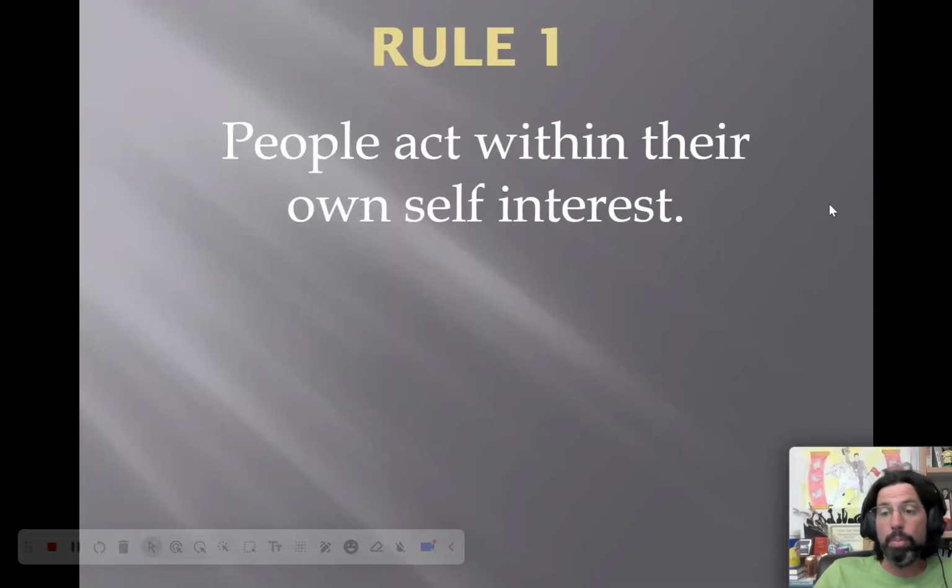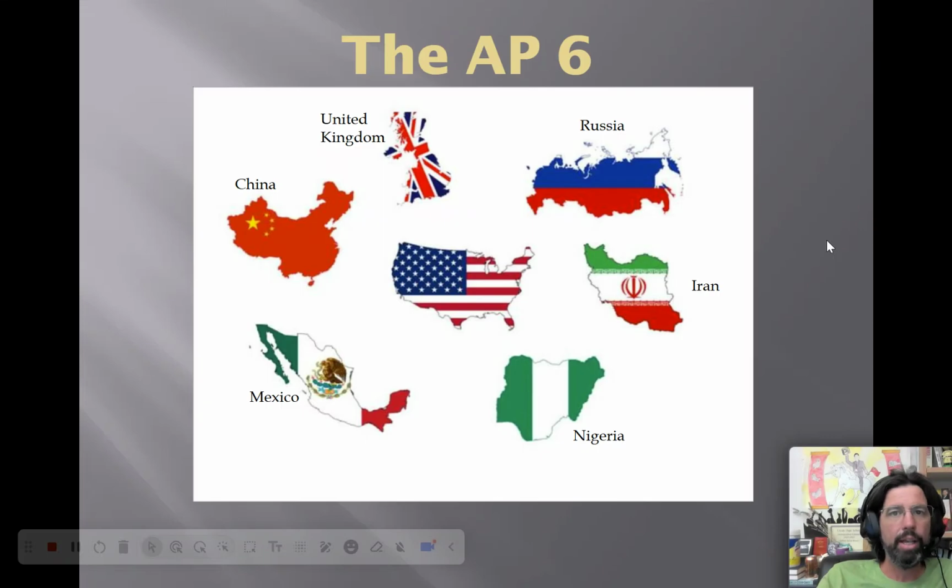Well, they're related to people's own self interest, which is economics rule number one. Everybody has different sets of wants and needs, even though needs have a greater commonality. In the AP6, this is represented by six different cultures, and we're going to relate them to our own. We have the UK, Russia, Iran, Nigeria, Mexico, and China.